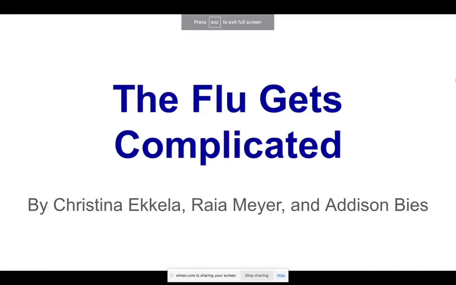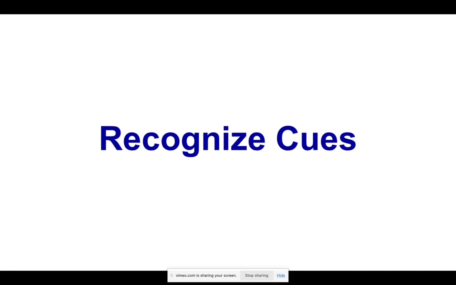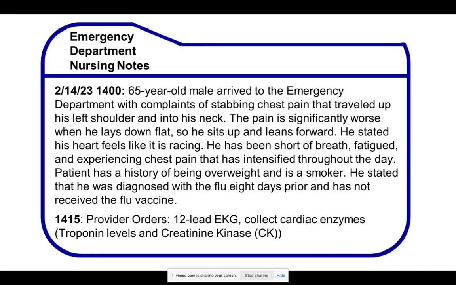Okay, so for our case study, we did the flu gets complicated. For the emergency department nursing notes, it says a 65-year-old male arrived to the emergency department with complaints of stabbing chest pain that traveled up his left shoulder and into his neck. The pain is significantly worse when he lays down flat, so he sits up and leans forward.